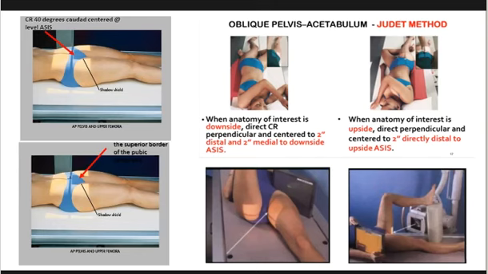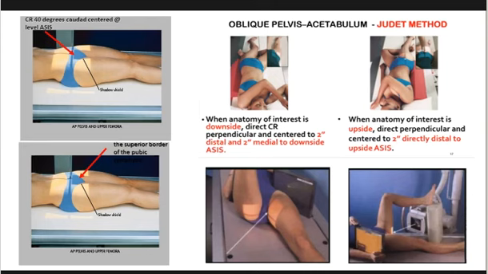For example, what demonstrates a fracture? What projection demonstrates the fracture of the acetabulum? That is the AP oblique projection. For the demonstration of fracture of the acetabulum, what method? That is the Judet method. So as I said earlier, we have two obliques in the Judet method.